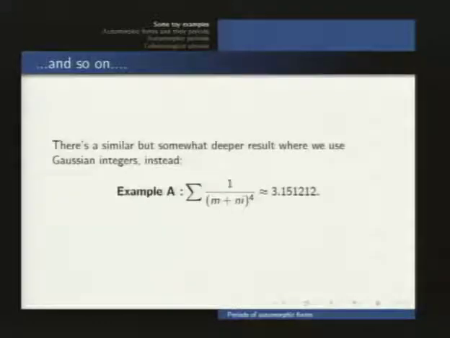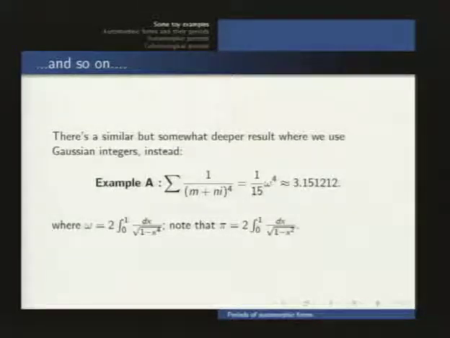Gaussian integers means integer plus i times integer, like 2 plus 3i. And we can do exactly the same thing with powers of Gaussian integers. So here's the sum of reciprocals of fourth powers of Gaussian integers, 3.15, 1, 2, 1, 2, and so on. And so this one is not a power of pi, and it was computed by Hurwitz.